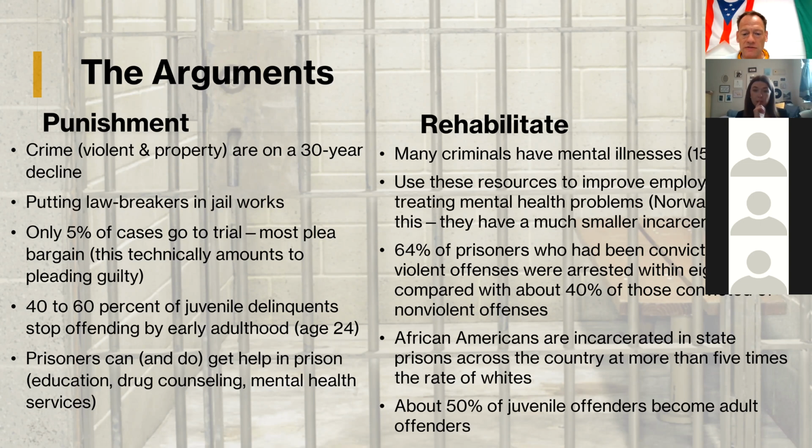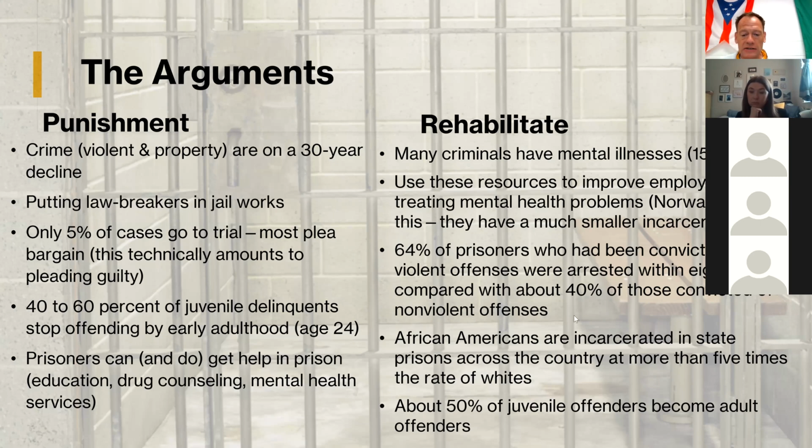64% of prisoners who have been convicted of violent offenses were arrested within 8 years, compared to 40% of those convicted of nonviolent offenses. Okay, so what that means is that's the recidivism rate. That's 64% of violent prisoners that get an incarceration punishment end up committing another violent offense and end up in jail again, where 40% of those convicted of nonviolent offenses end up in jail again. Okay, so they're saying that the rehabilitation, I'm sorry, the punishment aspect is not working.